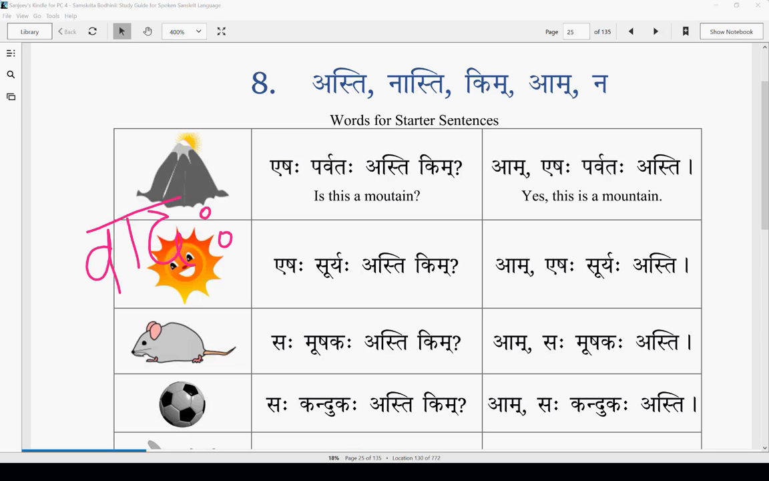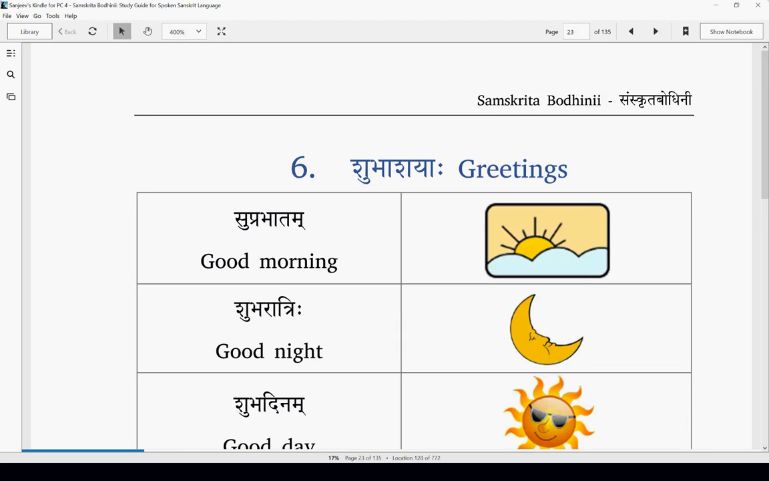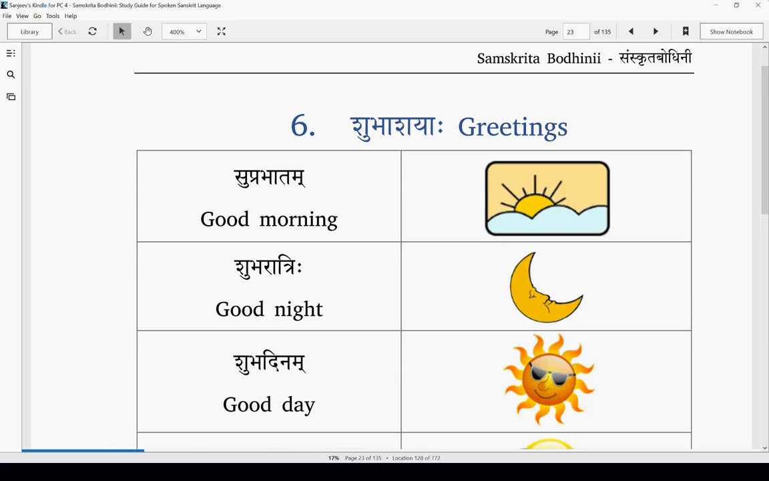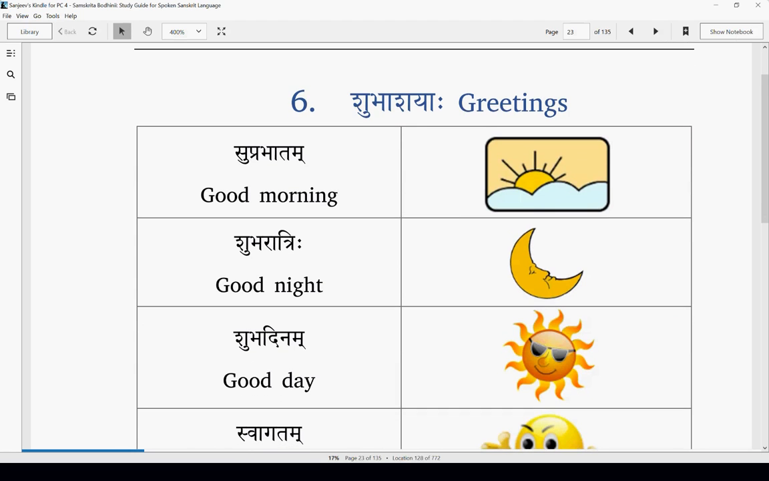Abhinandanam. What is the gender there? Napunsakalingam. Yes, Napunsakalingam. Okay, so here, Suprabhatam, gender? Napunsakalingam. So only then Shubharatrihi, here the confusion could be there. Anybody know what is the lingam? Because this is ending in E and Visarga.